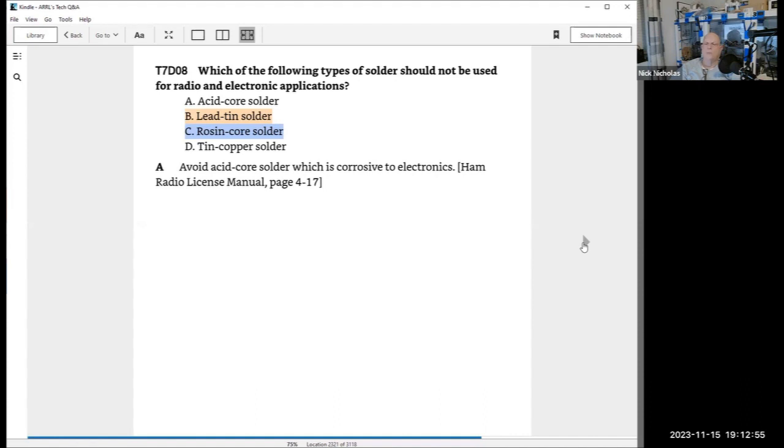Which of the following types of solder should not be used for radio and electronic applications? First, let's go through them.